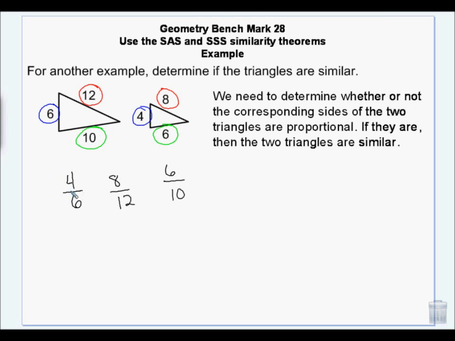Now I'm going to reduce each of these. These will both divide by 2. These will both divide by 4. And these will both divide by 2. These 2 are equal, but these 2 are not. So this is no. These are not similar triangles. They look similar just looking at them at first, but because the proportions are not equal, they're not similar.